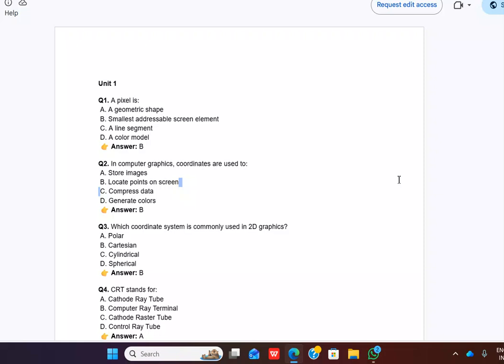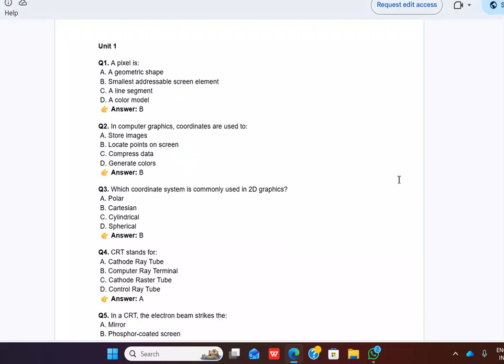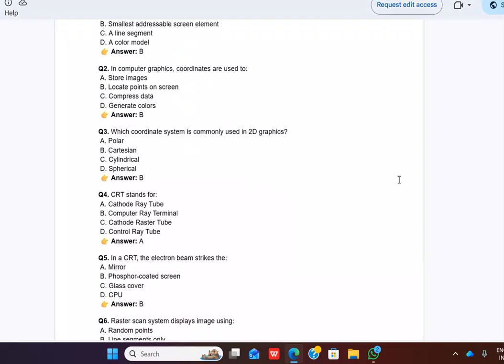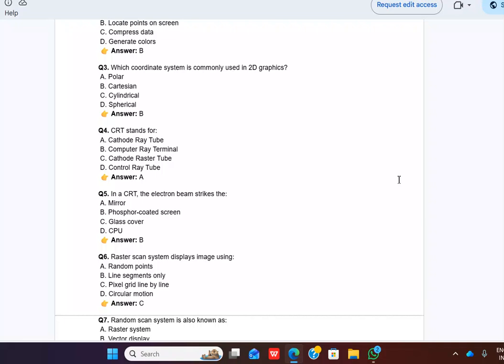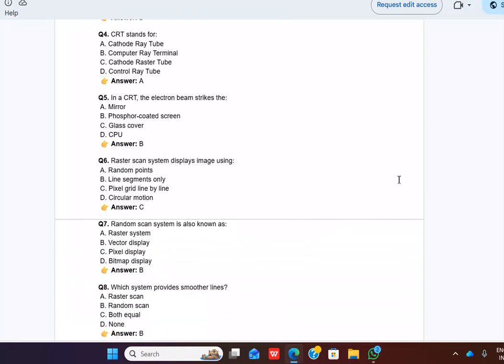So guys, what is a pixel? Option B says smaller addressable screen element, and in computer graphics coordinates are used to locate a point on a screen. Which coordinate system is commonly used in 2D graphics? B, Cartesian. CRT stands for cathode ray tube. In a CRT, the electron beam strikes a phosphor coated screen. Raster scan system displays images using a pixel grid line by line. Random scan system is also known as a vector display.